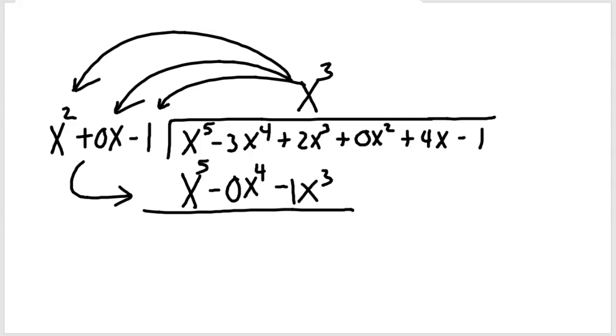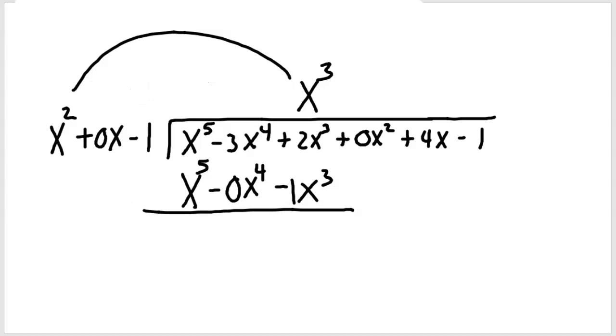This is what you guys should have gotten next. You should have multiplied that x cubed times all 3 of the terms over there of the divisor, and then put your result underneath of each term that matches it at the bottom. Go ahead and pause the video here and see if you guys could do the next step.